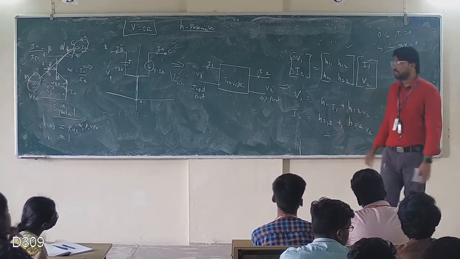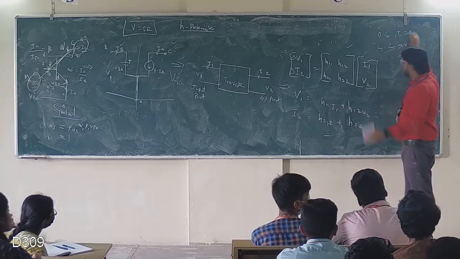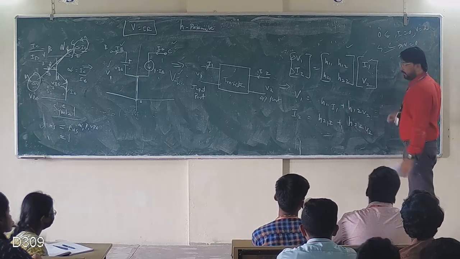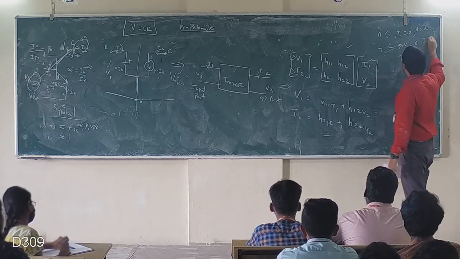You got the point? Maximum. See, when I is not equal to 0, V is equal to infinity. When V is equal to 0, I is equal to infinity.